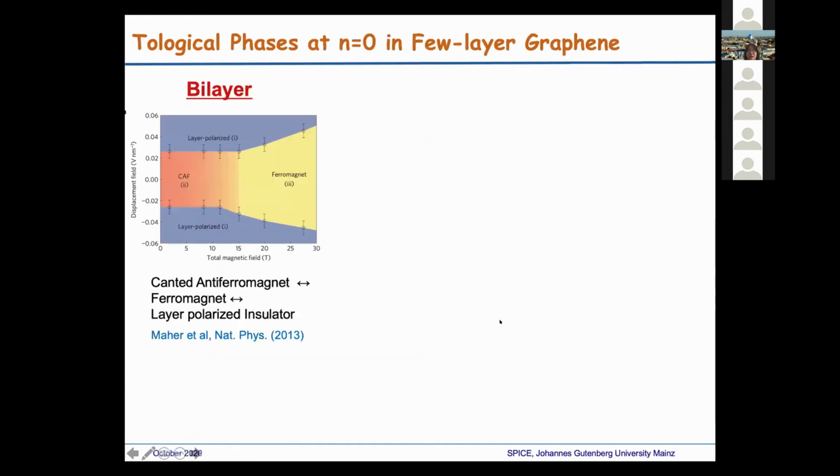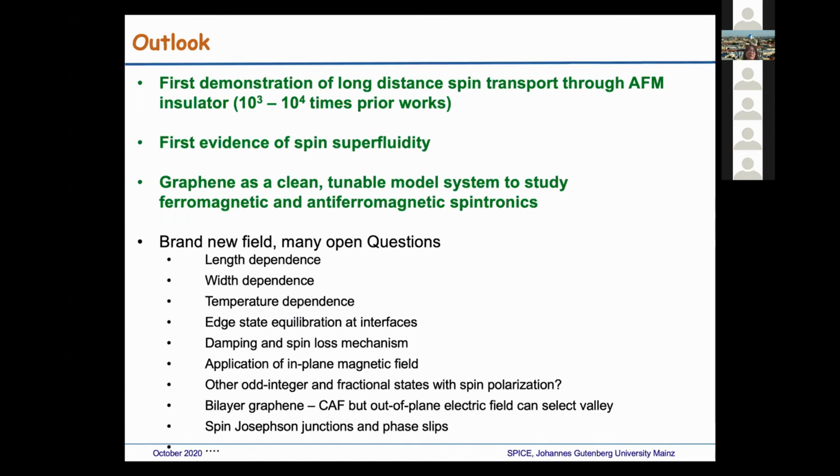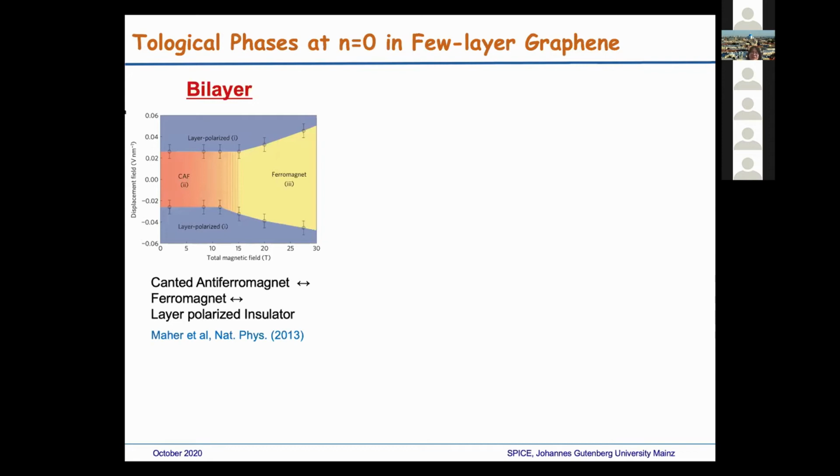Okay, so this is a work on monolayer graphene, but how about other few-layer graphenes? Here I want to show you that it turns out this filling factor 0 state, or charge neutrality, in few-layer graphene has a very rich phase diagram. For example, in bilayer graphene, this is work from Philip Kim's group, where they show that in the quantum Hall regime, the bilayer graphene is an antiferromagnetic insulator.